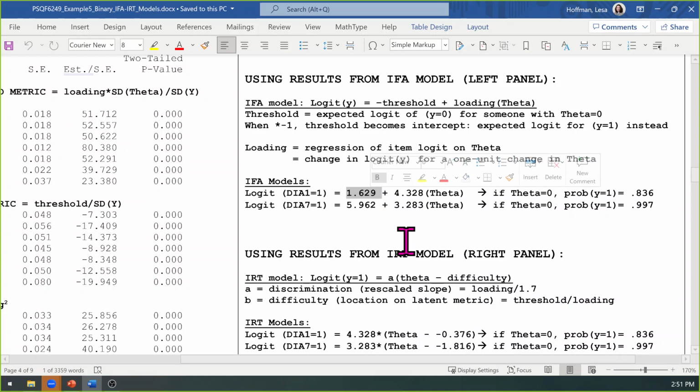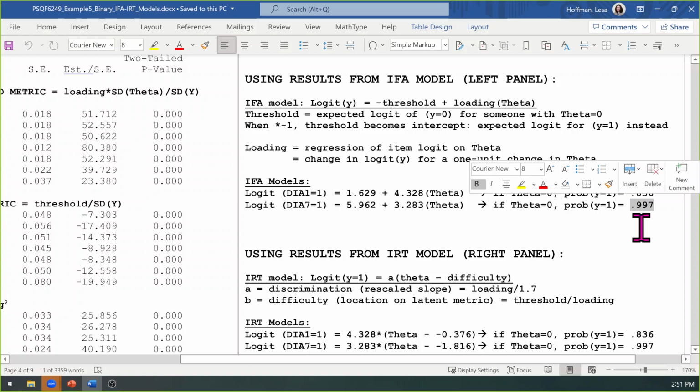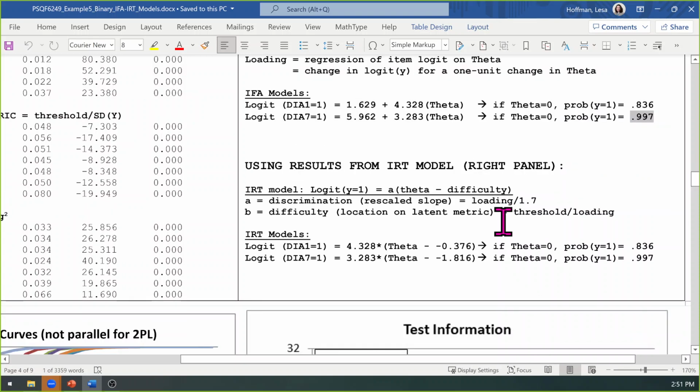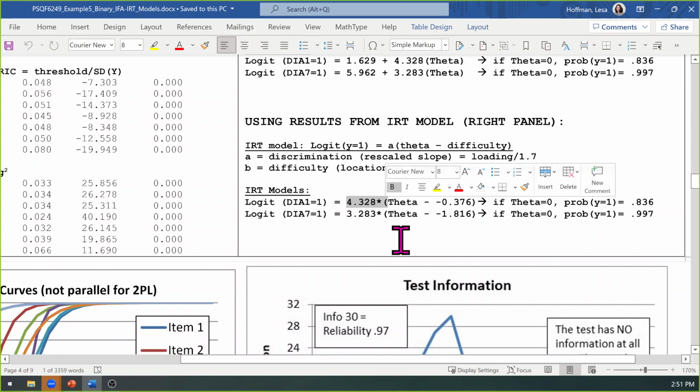And so a logit implied by this model translates into a probability. For item 1, if theta is 0, the expected probability of doing it is 0.84. For item 7, an average person has a probability of doing it of 0.997, so 0.003 for not doing it. If I use the IRT parameters instead, then I have the same A parameter, that's the loading, sitting out front as the multiplier. Theta's inside the parentheses, and then it's minus the difficulty value, which are all negative. And if I work out the math this way instead, lo and behold, I get the exact same probabilities.